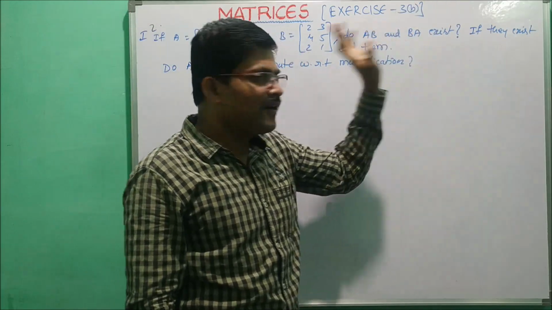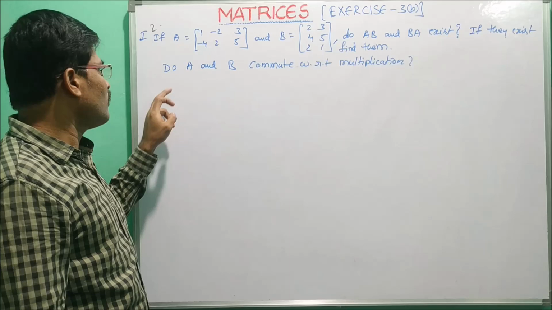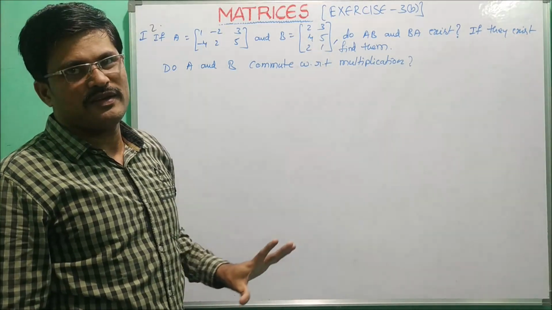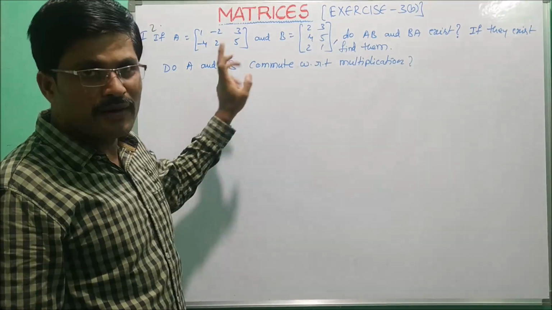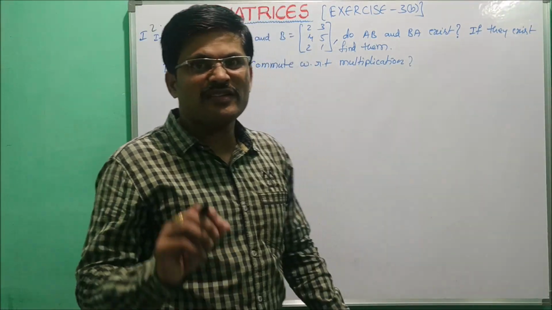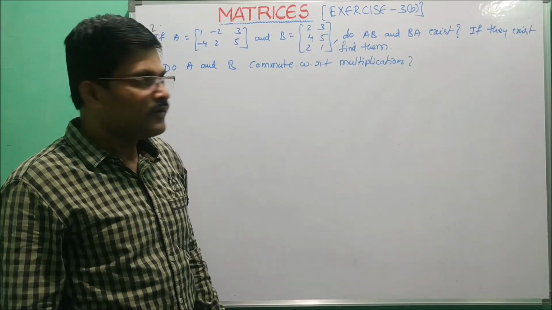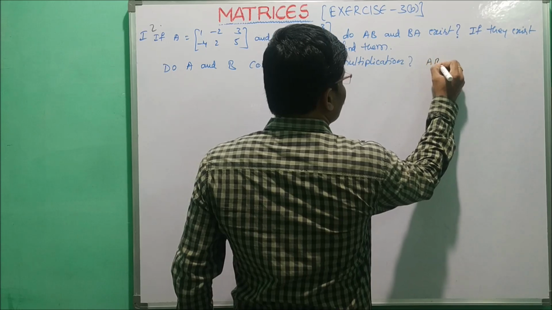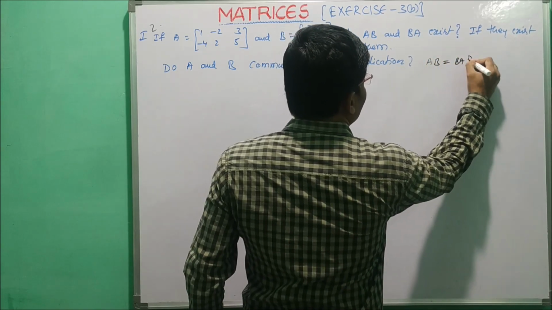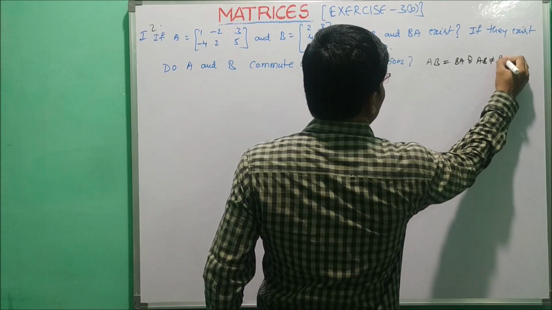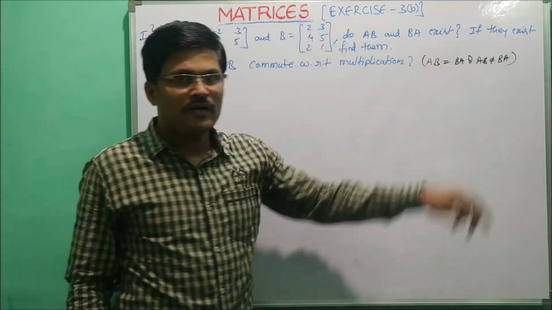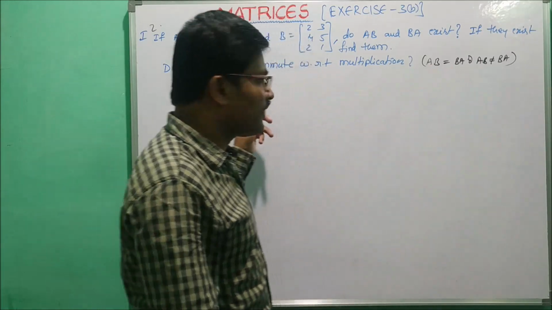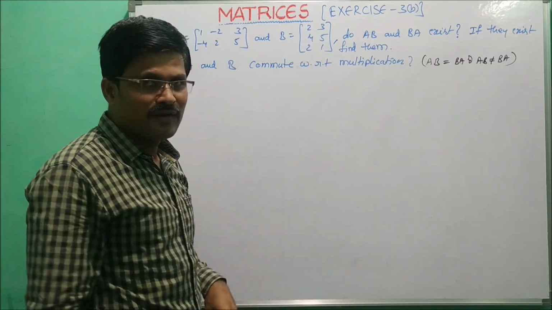ఒకవేళ exist అయితే వాటిని find out చేయాలి. And also do the matrices A and B commute with respect to multiplication. So AB రెండు కూడా commutative property satisfy చేస్తాయి లేదో check చేయాలి with respect to multiplication. So commutative property with respect to multiplication means AB equals BA or AB is not equal to BA. So here we check out of these two conditions. Now which condition will be correct here? That is the final way.